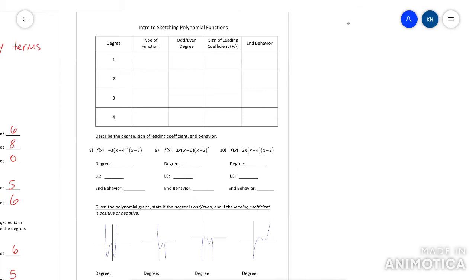All right, if it's degree 1, it's just a linear function. If it's degree 2, it's a quadratic. If it's degree 3, it's a cubic. If it's degree 4, it's a quartic.